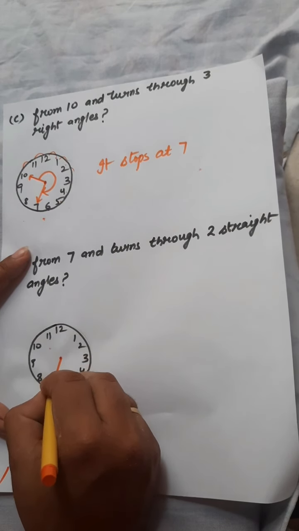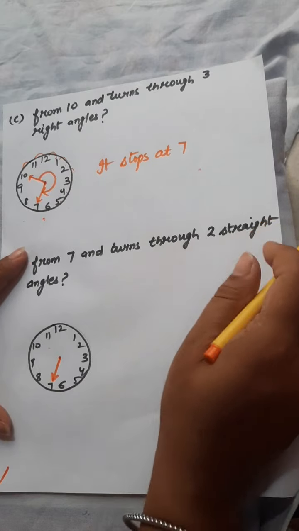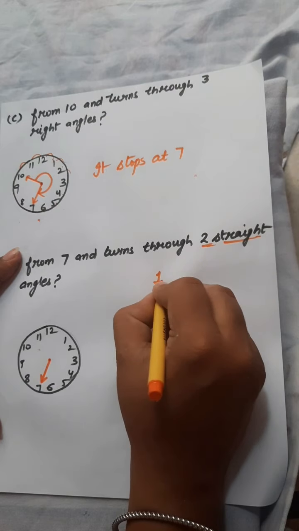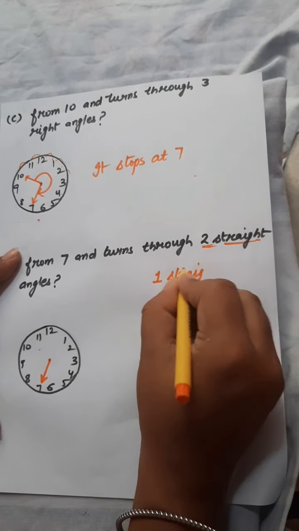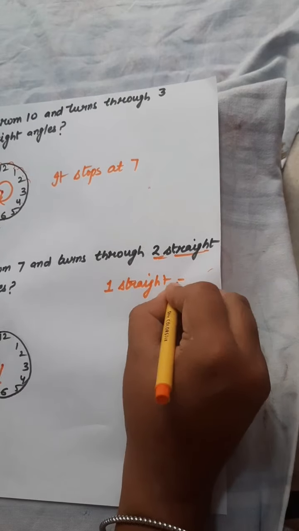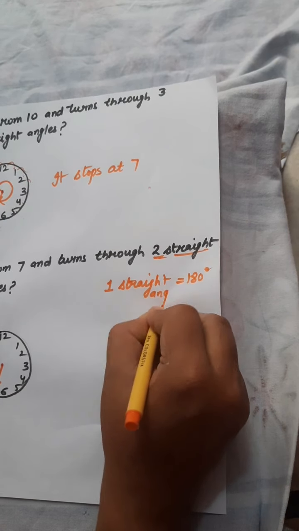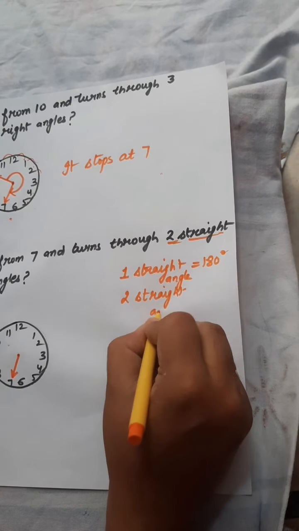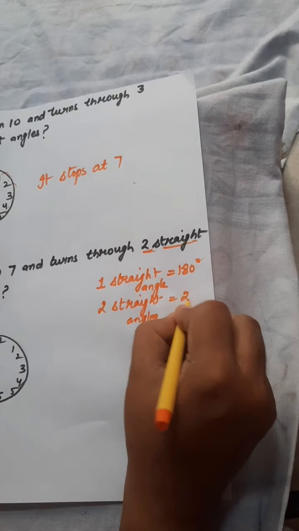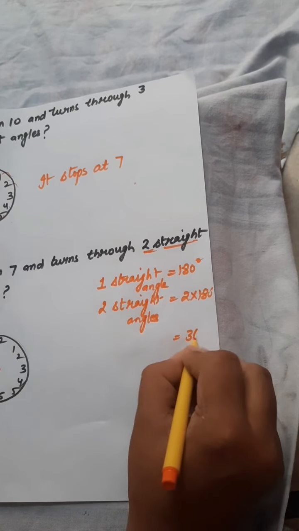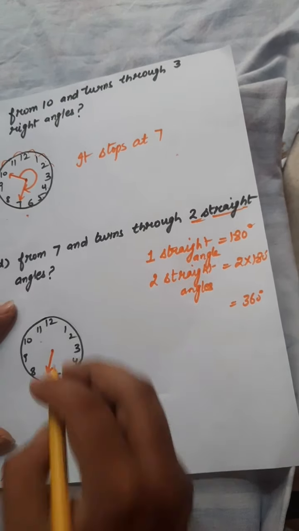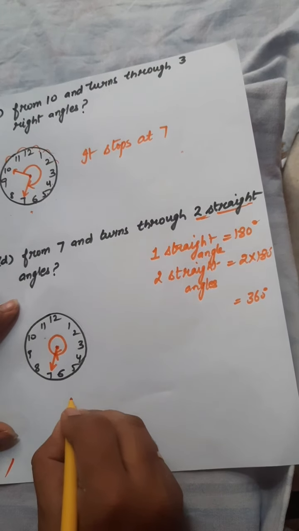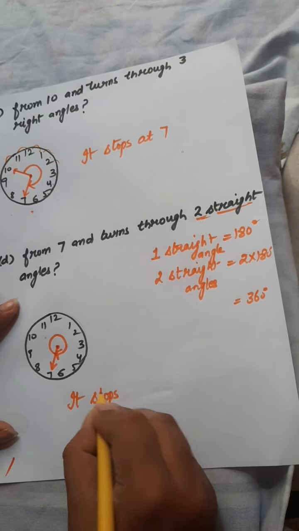Now next is from 7. It has to start from 7 and turn through 2 straight angles. As we know that one straight angle means 180 degrees. So 2 straight angles means 2 multiplied by 180, that is 360 degrees, means complete turn. So if it starts from 7, it reaches 7. This is the complete turn. So it will stop at 7.